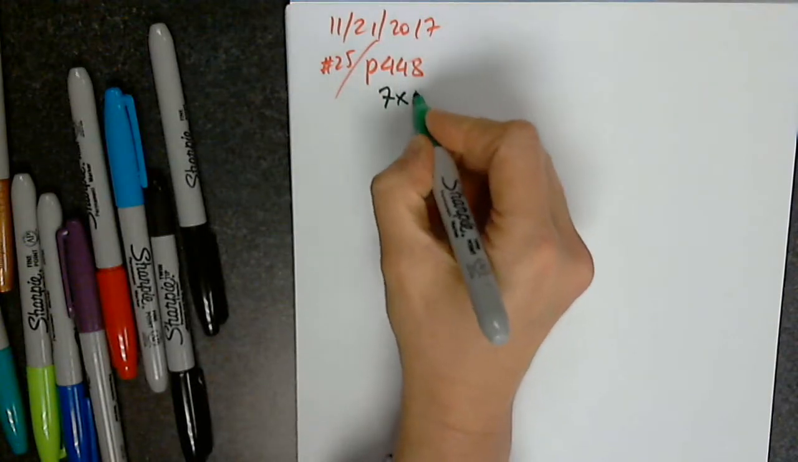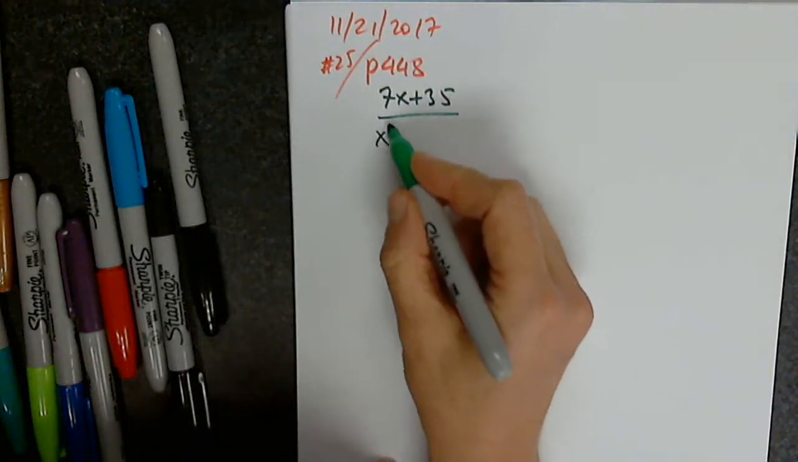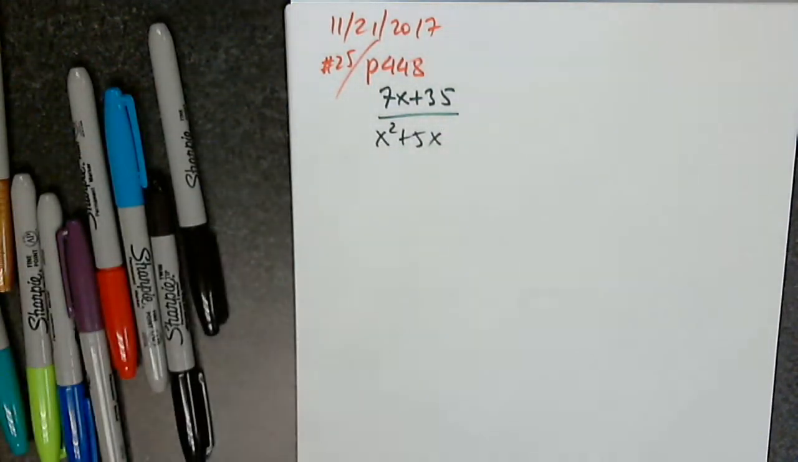Okay, so let's take a look. 448, 25. It's 7x plus 35, and everything divided by x squared plus 5x. The problem is really asking us to just simplify. So we are back to where we should start today because we want to pick problems from the book.